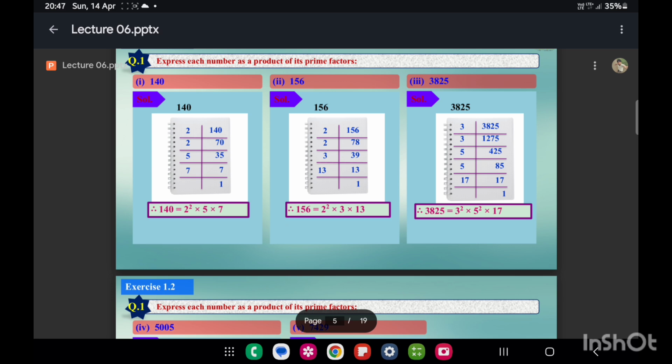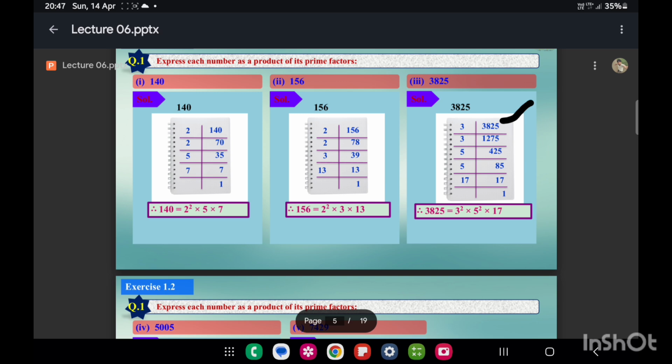Next problem is 3825. 3825 can be split like this. It can be divided by the least number, that is 3. 3 into 1275 we get 3825. So it can be divided by 3. Again 1275 can be divided by 3.